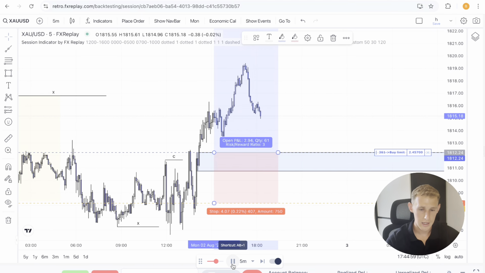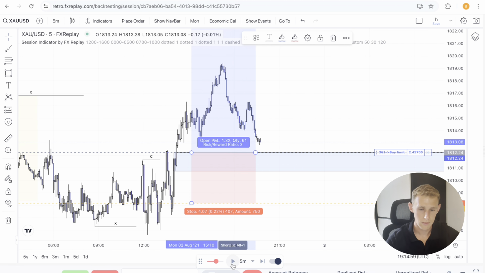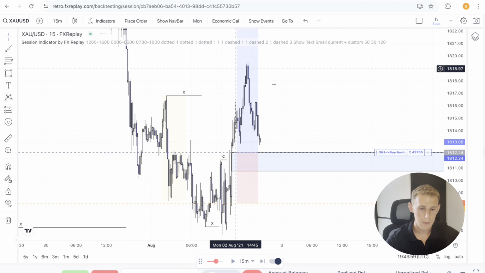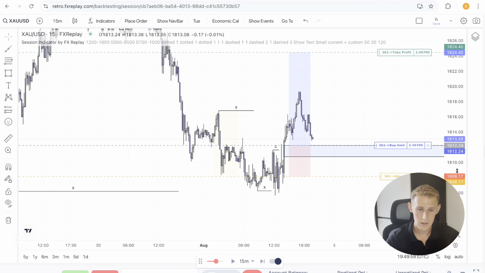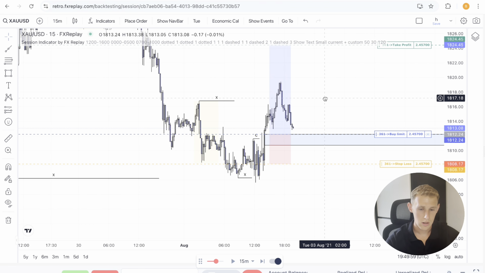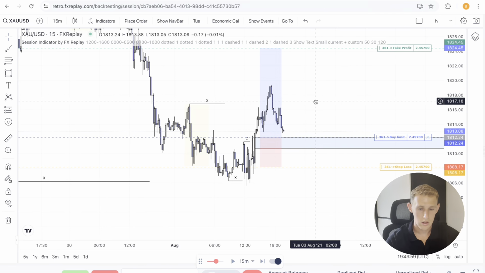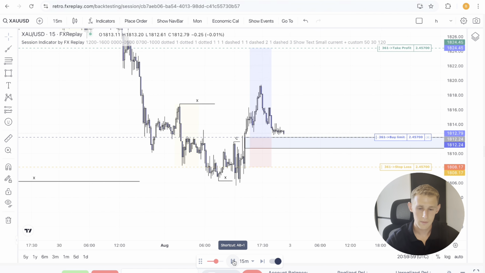Okay, so it doesn't look like it's pulling back for us. Do I still want to be in this trade now that it's swept that high? Yeah, so I'm going to keep the limit for now.